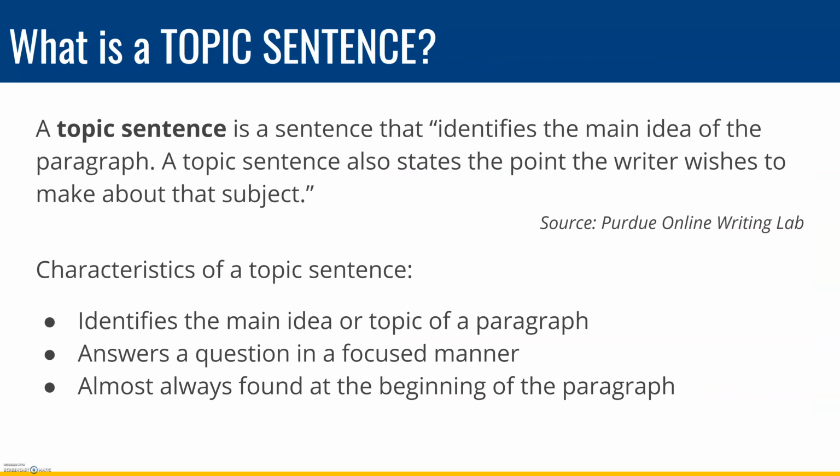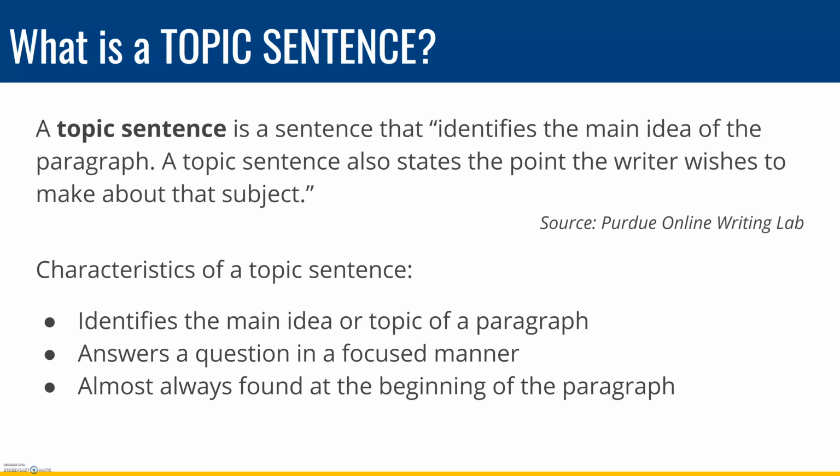So first of all, what is a topic sentence? Well, a great writing resource, the Purdue Online Writing Lab, or Purdue OWL, you may have heard of it, says that a topic sentence is a sentence that identifies the main idea of a paragraph. A topic sentence also states the point the writer wishes to make about that subject. So I think that's important, right? That topic sentence is going to be your main idea. You may have actually heard it called such.